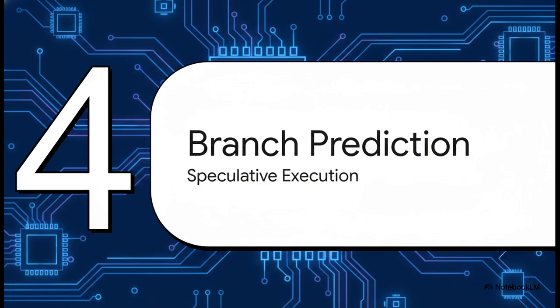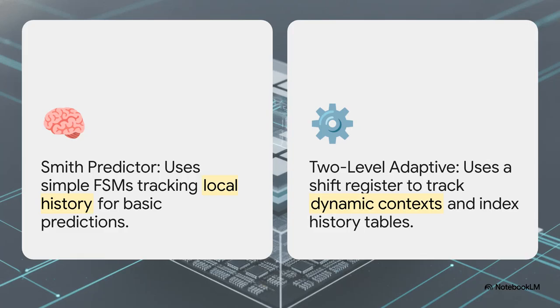Section 4. Advanced branch prediction, the key to speculative execution. An out-of-order pipeline is incredibly powerful, no doubt, but conditional branches, those are its Achilles heel. A pipeline stall here is fatal for throughput. To prevent this, we use speculative execution based on branch prediction.